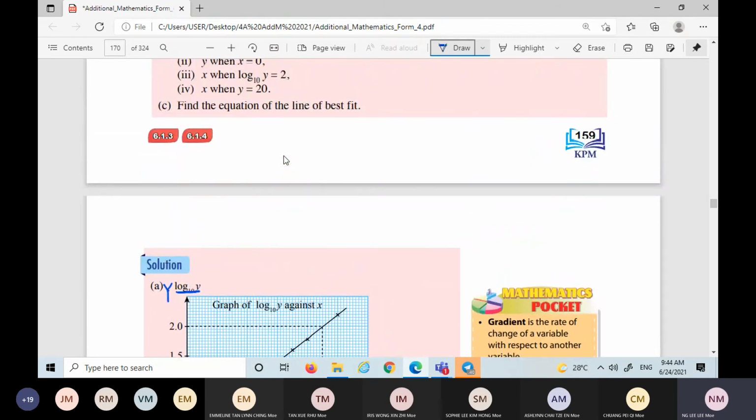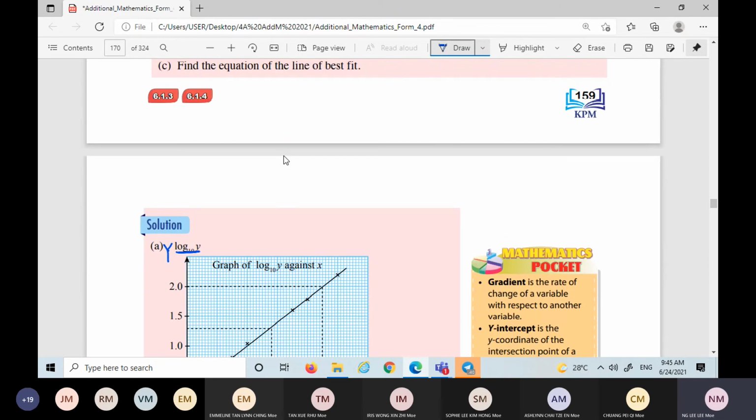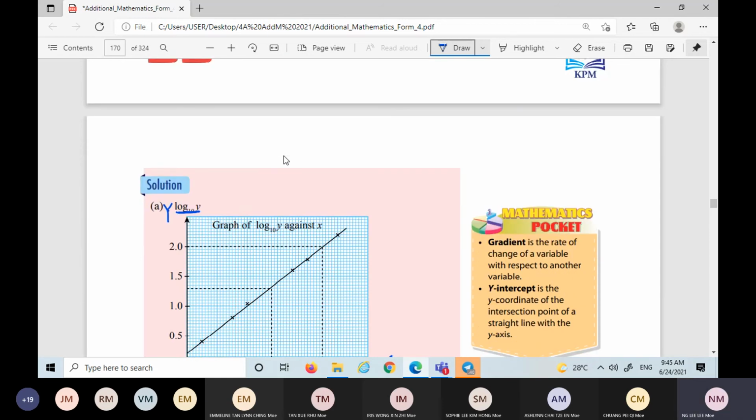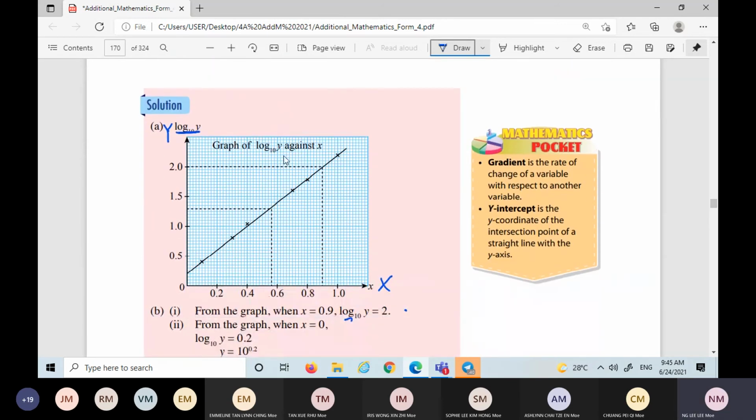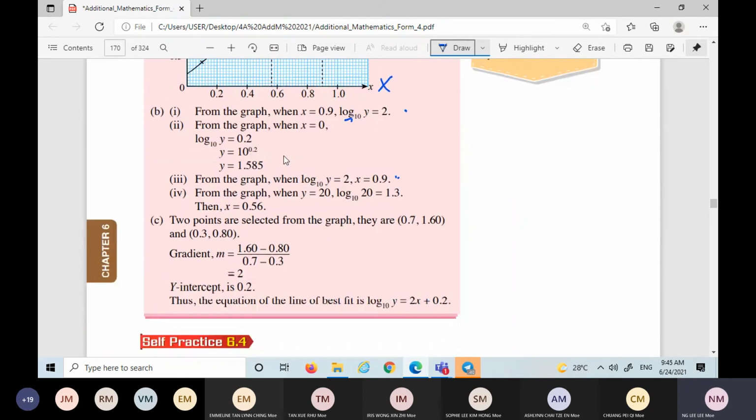Find the equation of the line of best fit. Same thing, you read from the graph the y-intercept, and then the gradient using two points, and then get the equation. This one, they want the equation of the line of best fit. I don't think they need you to express y in terms of x. Just leave it at log y. So this is your capital letter Y, and this is your capital letter X. Afterwards, just change it to log y and x.